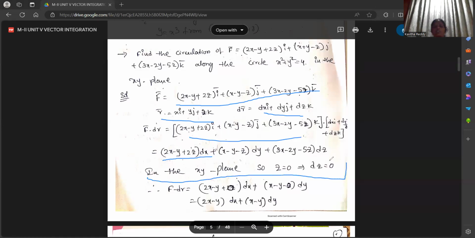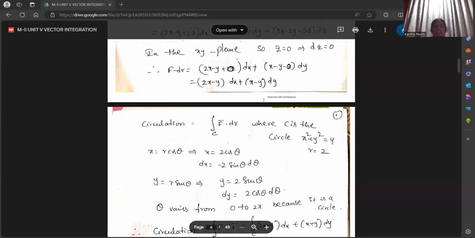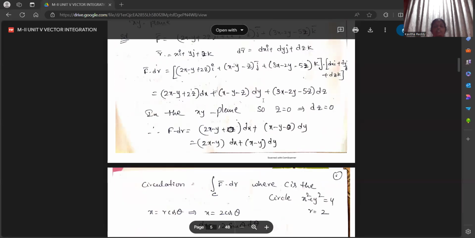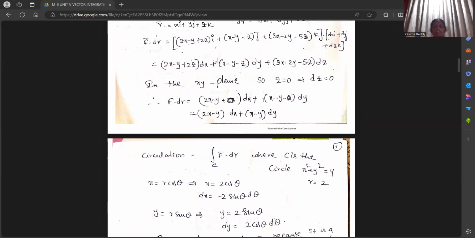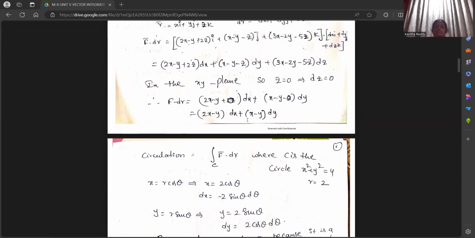It is given, what is that in the xy plane? It is given z equal to 0. Wherever you get z, and dz, you need to substitute 0. In the xy plane, what is the meaning of the xy plane? z equal to 0 and dz equal to 0. So wherever you get z, substitute z equal to 0 and dz also 0. Now we will find the circulation.